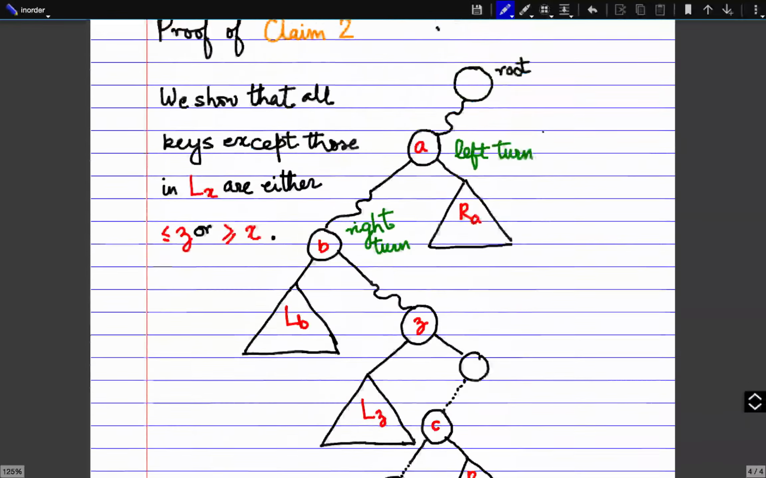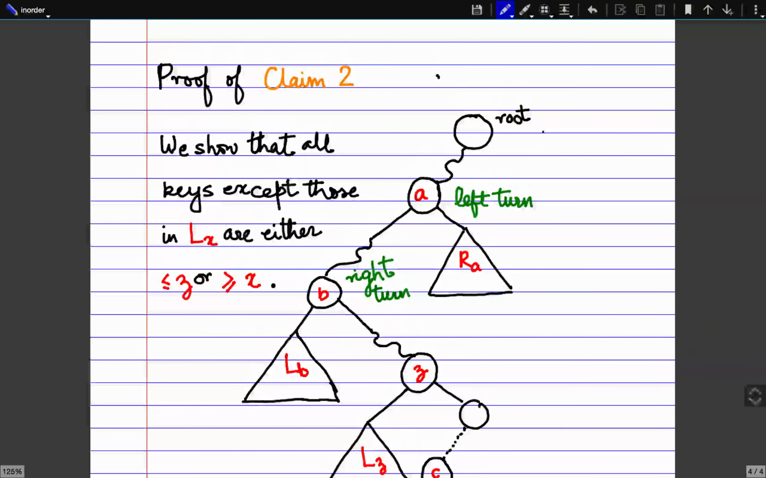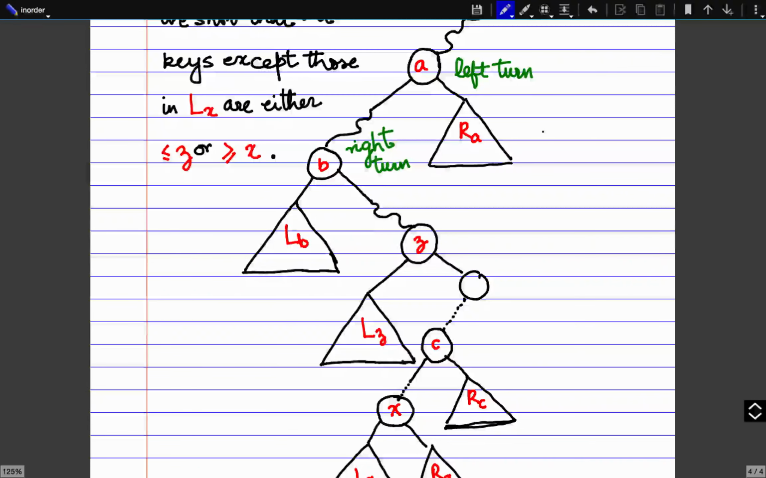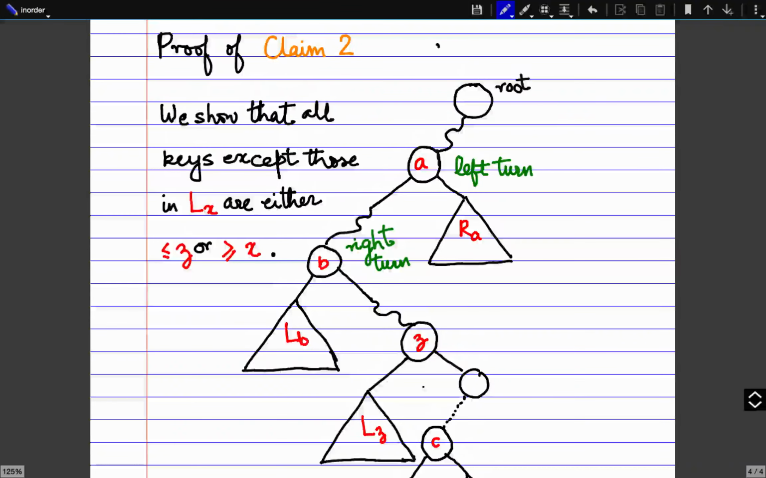In order to prove claim 2, we will start the path down from the root towards X. Here is X, and I'm going to start the path from the root down to X. On this path I will indicate where all the keys in the tree are to be found, or how they are to be characterized vis-a-vis this path. So first let us consider the part of the path which goes from the root down to Z.